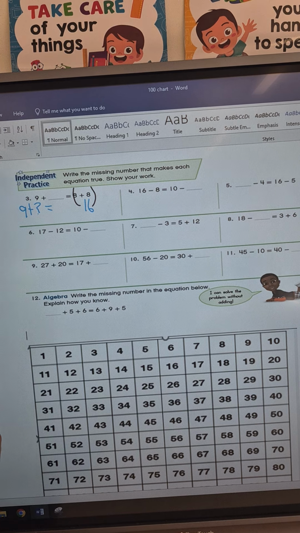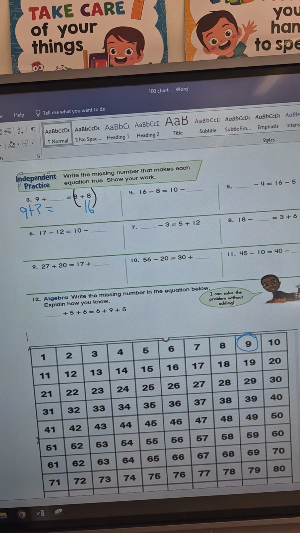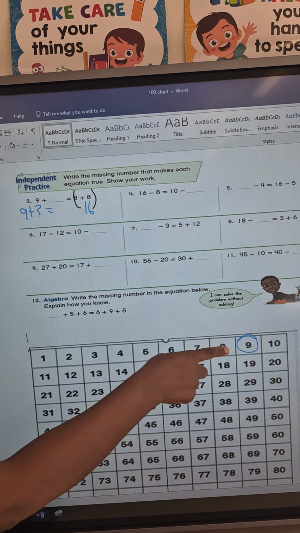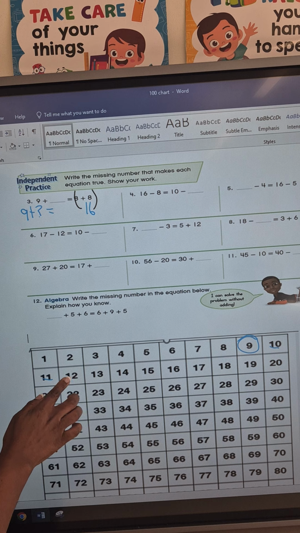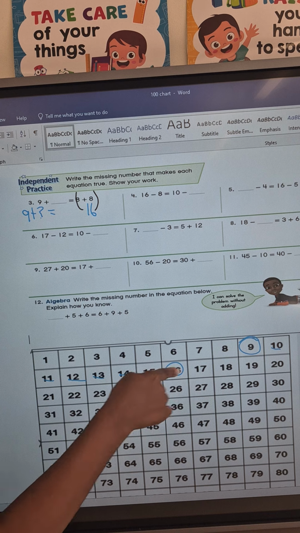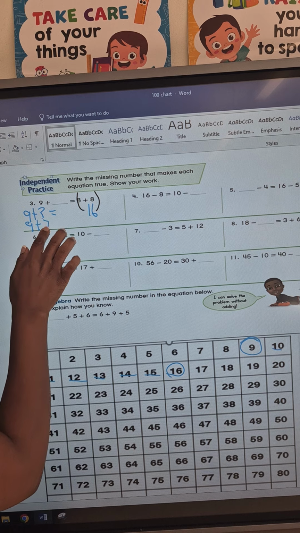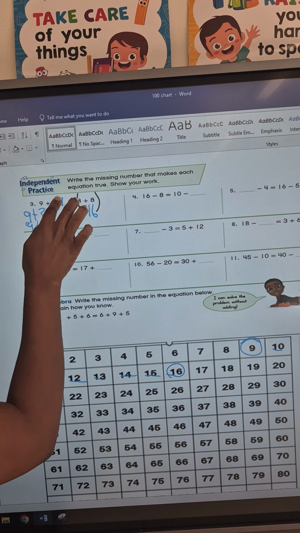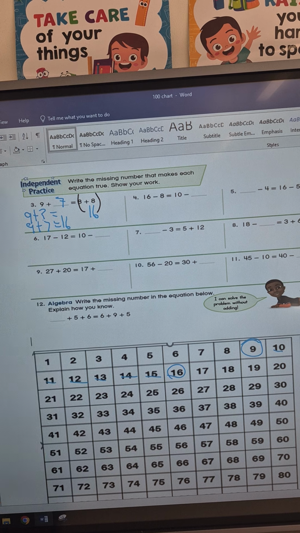The first thing I'm going to do is to locate the 9 on your 100 chart. Make sure you find your 9 on the 100 chart. The next thing I'm going to do is to count how many times to get to 16. I'm going to count 1, 2, 3, 4, 5, 6, 7. It took me 7 counts to get to 16. So 9 plus 7 equals 16. And I'm going to put 7 here, because if I add these two numbers, it would give me 16. That's how I got 16 here.